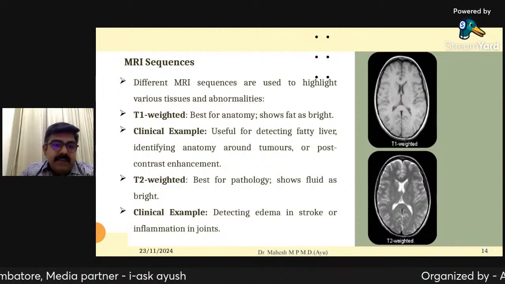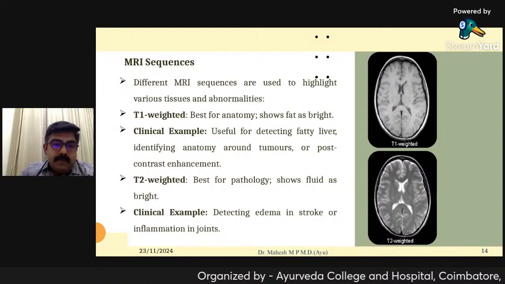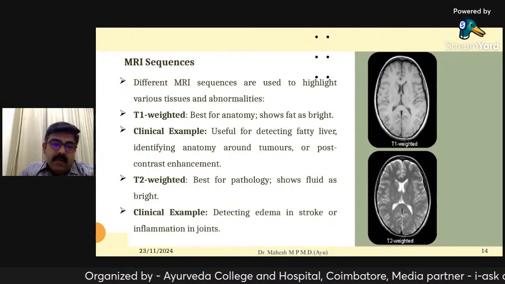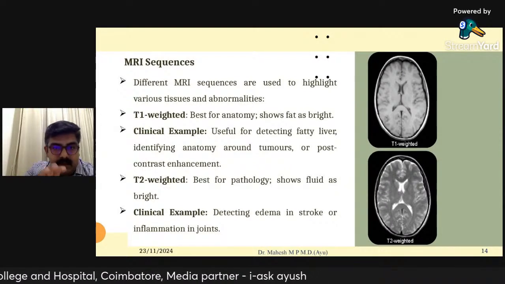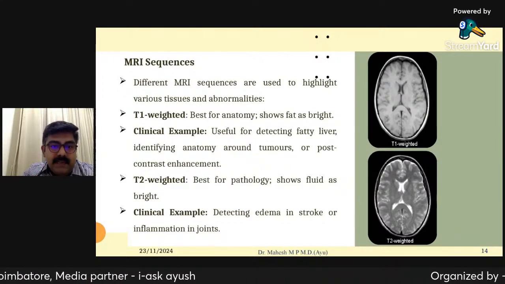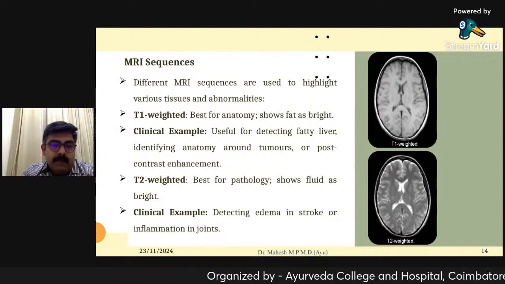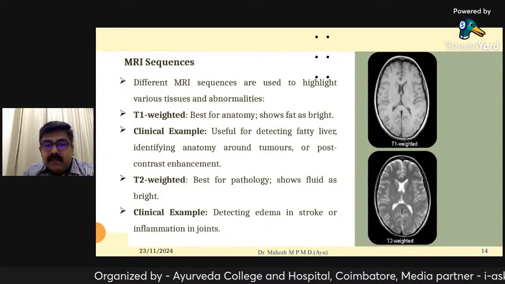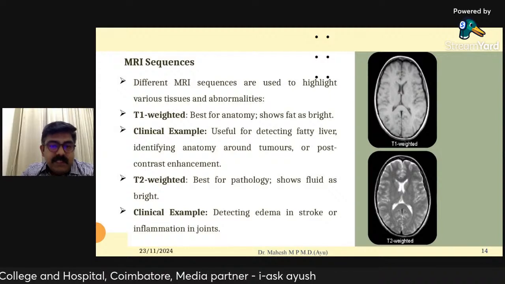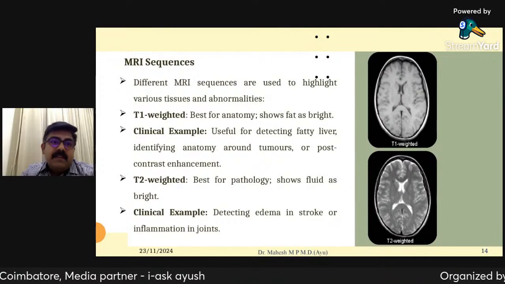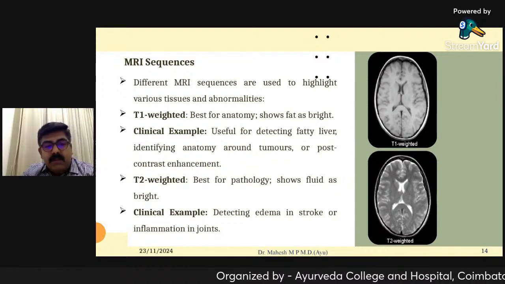In that, T1 weighted images, or T1W, are mainly used for the structural aspect, best for anatomy. In the T1 weighted sequence, it will highlight the fat more. The fat will show very bright. For example, it will be very useful in case of fatty liver, identifying anatomy around the tumors within it, or post contrast enhancement. In such conditions, T1 weighted sequences are required.